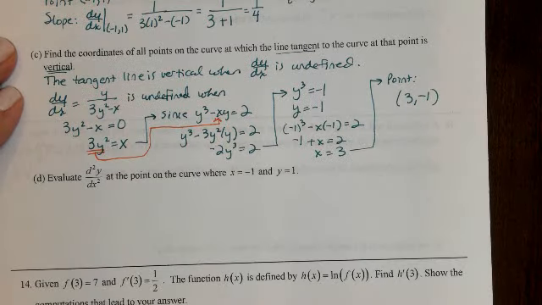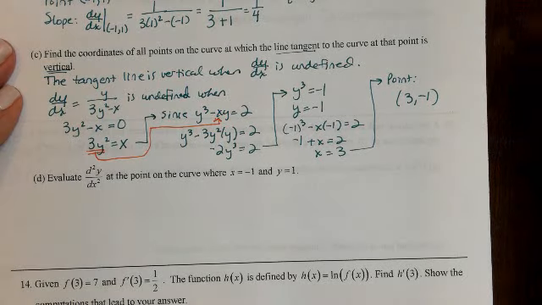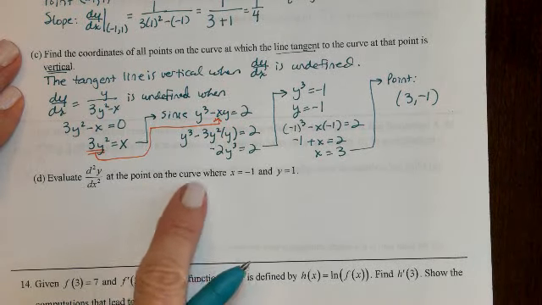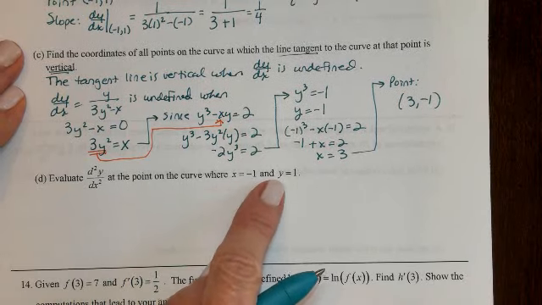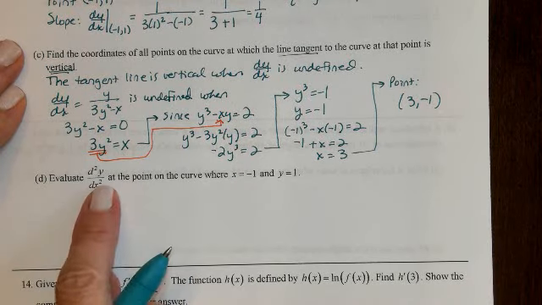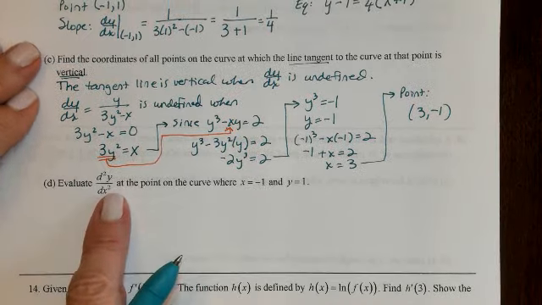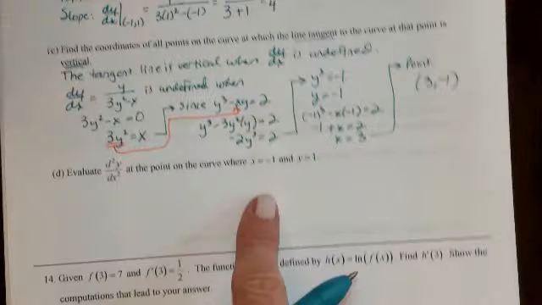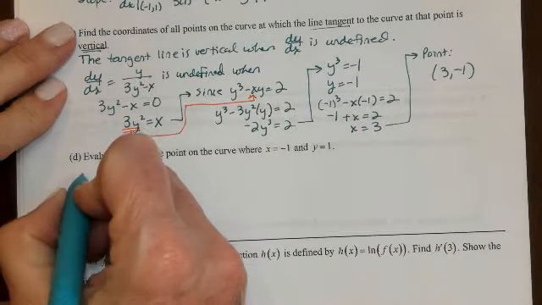Okay. Part D. Let's see. Evaluate the second derivative at the point on the curve where x is negative 1 and y is 1. The second derivative. They do like to do this. If you find the first derivative, then you'll find the second derivative. You might even be asked a question about that second derivative.